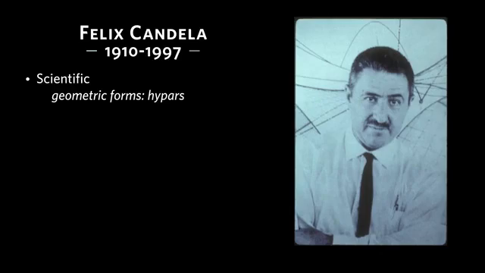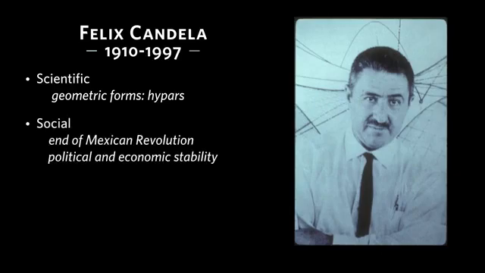Let's examine Félix Candela from our 3-part perspective: the scientific, social, and symbolic. From the scientific perspective, we see geometric forms, the hyperbolic paraboloid, abbreviated HYPAR. From the social point of view, he arrives in Mexico after the Mexican Revolution, about 20 years later, and this is a time of political and economic stability. So this was a good time for Candela to arrive and start building and designing.